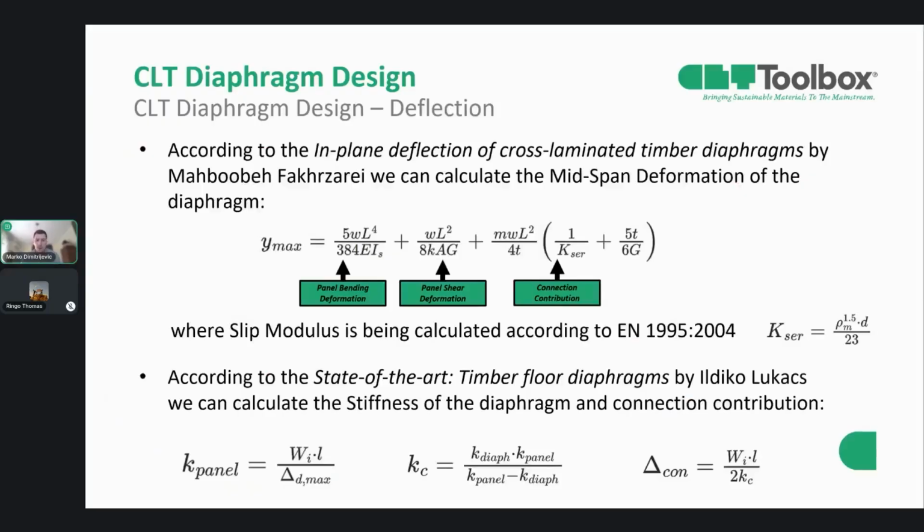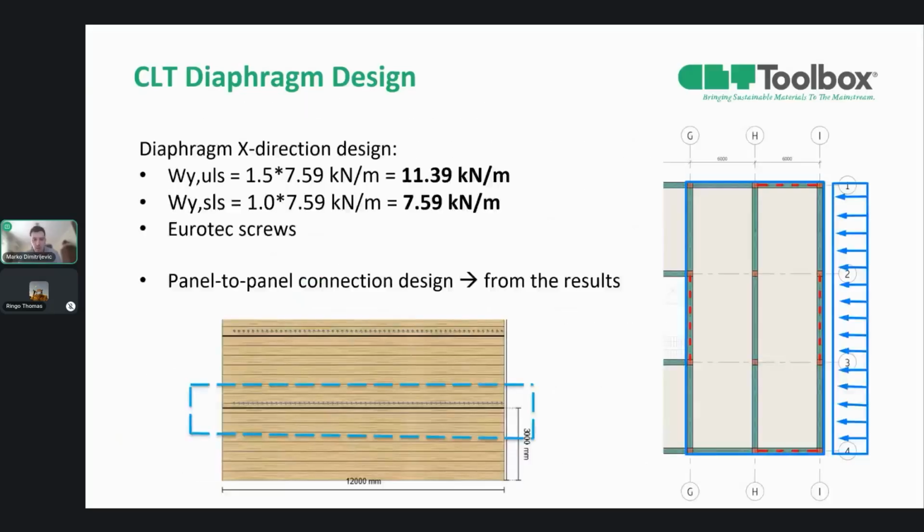Also, a couple of important notes for the deflection verification. We use mid-span deformation calculation from the first research paper with the slip modulus calculated directly from Eurocode 5. And the total deformation is calculated as a sum of panel bending deformation, panel shear deformation, and connection contribution. Also, from the second research paper, the state-of-the-art report, we used how the stiffness is calculated for the diaphragm and what the connection contribution is. So here is just a preview of the analytical methods and formulas we use in this calculator.